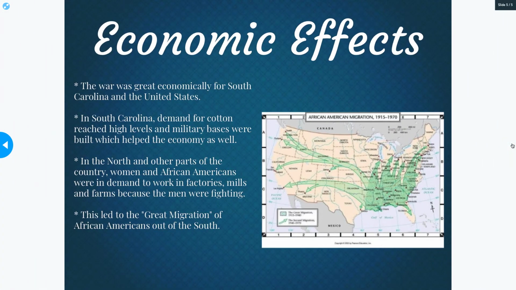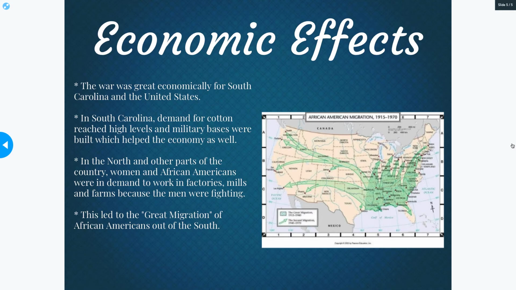Now, the last thing that I said you should get out of this module is the economic impact in South Carolina and America. The last few modules, we've been talking about how bad the economy is in South Carolina, how everything's terrible, the farmers are bad, the mill villages are terrible. Well, World War I is an economic godsend. World War I makes the economy boom, and South Carolina has the highest demand for cotton that it ever has because people need that cotton for uniforms and materials for the war. So South Carolina is in good economic shape during the actual war.